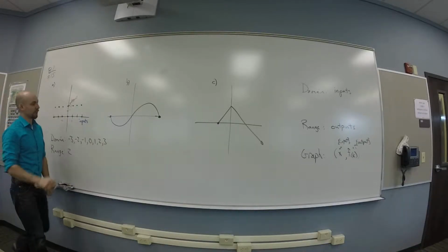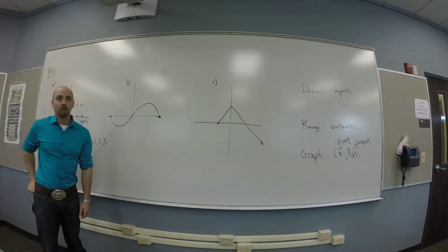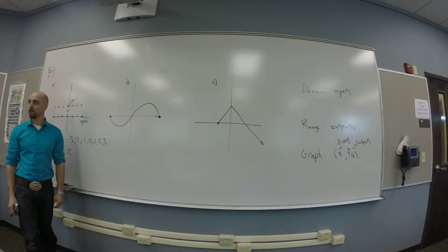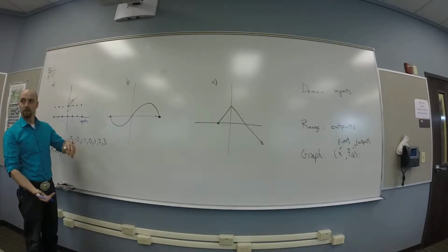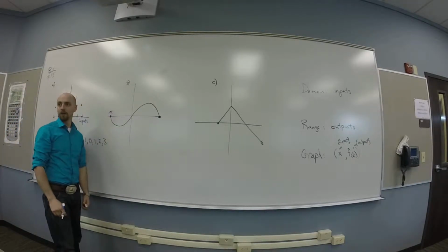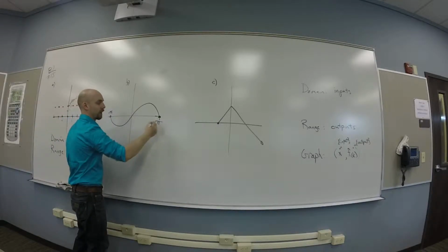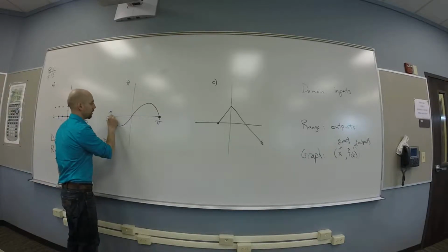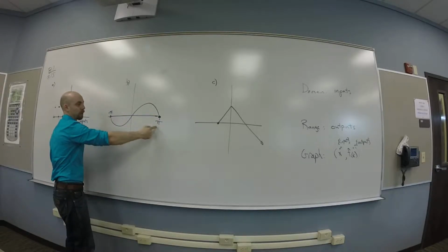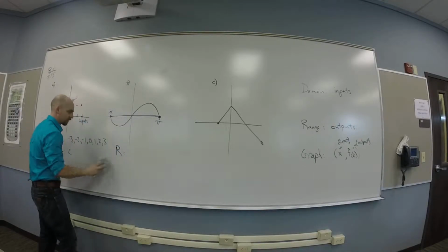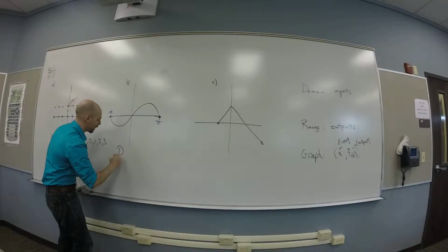All right. How about on this one? Where are my inputs? They're negative pi. Okay, so this is minus pi over here, and this is pi, and everything in between gives me an output, right? So these are my inputs, the stuff from minus pi to pi. All right, so how do I write that? Oops, that's not a range. It's a domain.